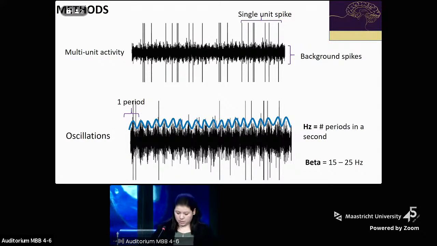And as you can see, if we use the envelope of the signal, you can see this mountain-like figure. Each of these is a period. So for measurement of the oscillation, we talk about the number of periods per second, that is hertz. In our case, we focus on the beta band, which is 15 to 25 hertz.